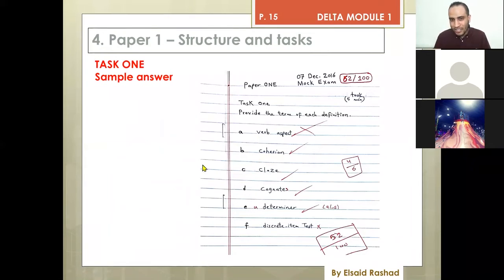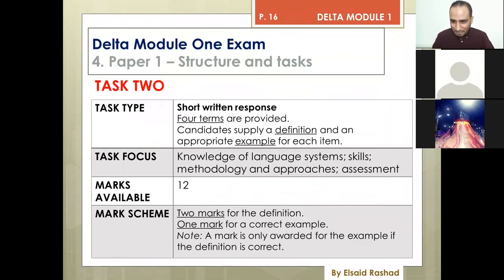This was my answer 2 years ago when I was doing Delta Module 1. And someone was marking my paper. Okay, the same person will be marking your paper if you join the course with us. So this one was wrong. Correct, correct, correct, correct, wrong. Okay, so I got 4 out of 6 in this question. That's good. If you get 3 out of 6, that's good. Because sometimes you memorize more than 400 terminology and then they come up with some other terminology which you've never seen.